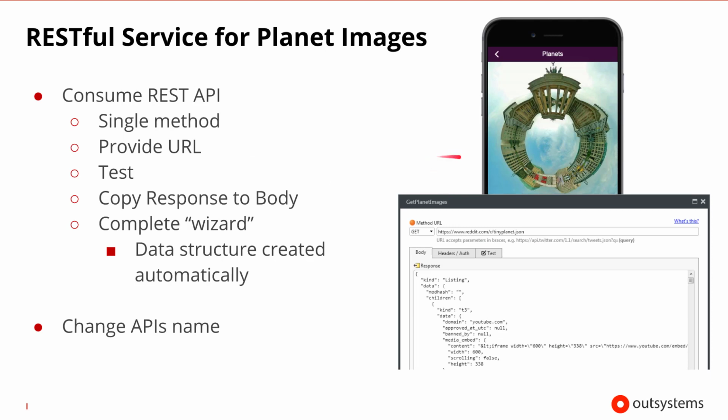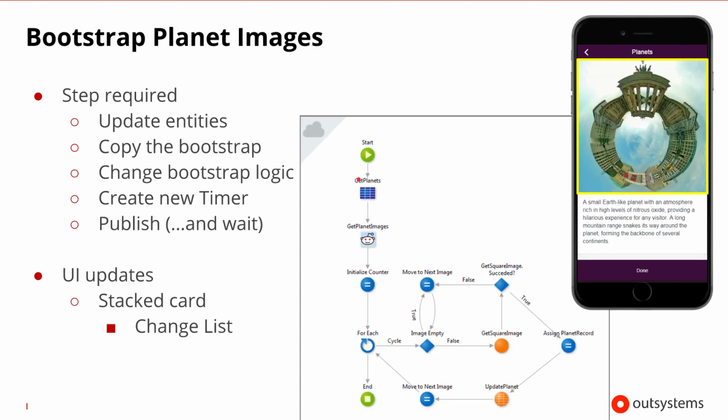From there, we want to get interesting images for each of the planets, and there's a RESTful service that provides these images from Reddit. So we're going to create a RESTful service that can call and retrieve the images. And once we can retrieve the images, then we'll bootstrap the planet images in with all the textual data that we were able to bootstrap in the prior session.